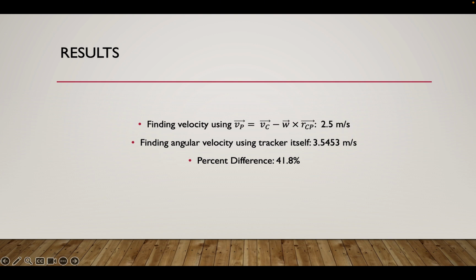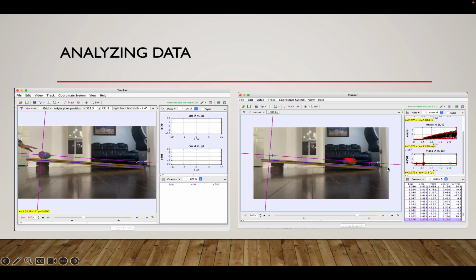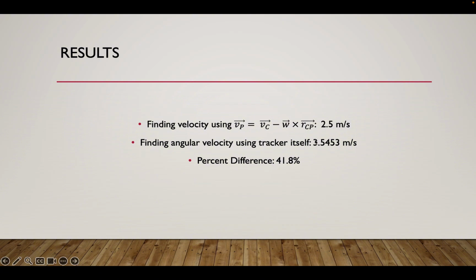But then I tracked it again using the tracker itself, where instead of tracking the center of mass, I tracked a point on the circular part. I basically followed the circle as it was moving. Using that and doing data reduction, I got about 3.54 meters per second. I found the percent difference to see how different these two values are, and it turned out to be about 41.8%.